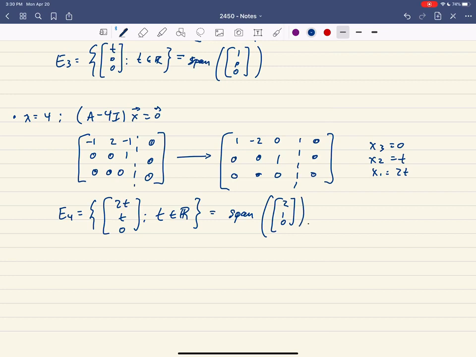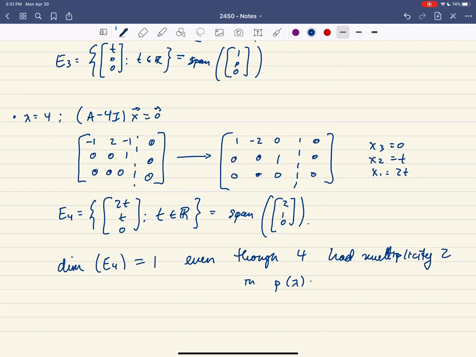So in this case, the dimension of the eigenspace E4 was just 1, even though 4 had multiplicity 2 in the characteristic equation p of lambda equals 0. The dimension of the eigenspace is always less than or equal to the multiplicity. In this case, it's strictly less than the multiplicity, and that's going to happen. It's worth seeing an example where that happens. We'll see where the dimension of the eigenspace and the multiplicity being different leads to problems down the road.